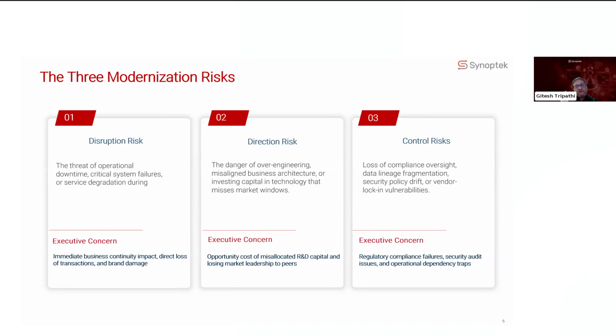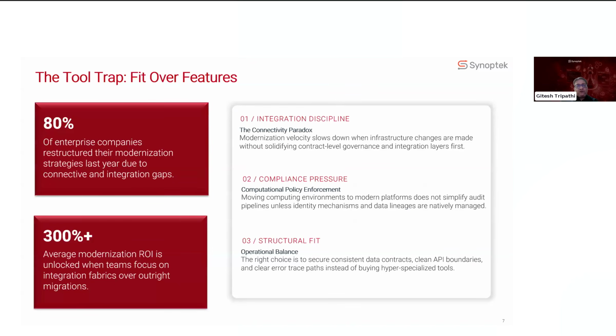So over a period of time, when you are modernizing and you look at these three different aspects, from disruption to direction to control, these are equally important and their mitigation needs to be in time. If these are not mitigated in time, it becomes an absolute disaster for you when you get into further stages of your modernization. So up next, what we'll be discussing is the tool trap.